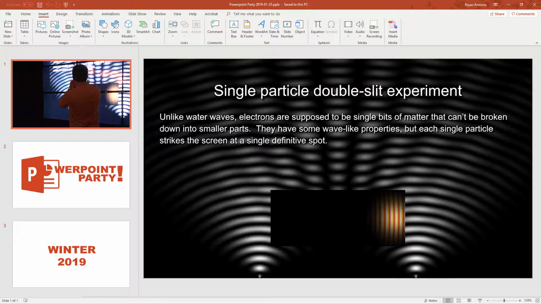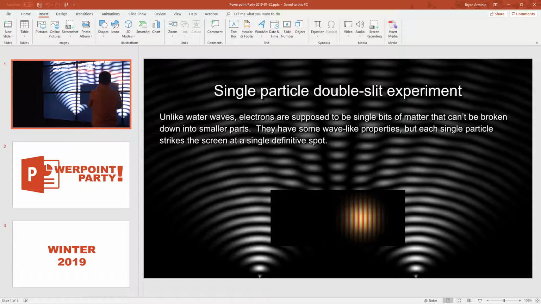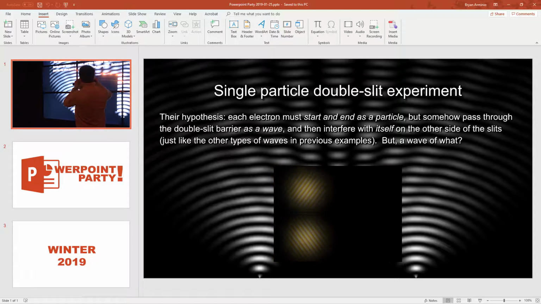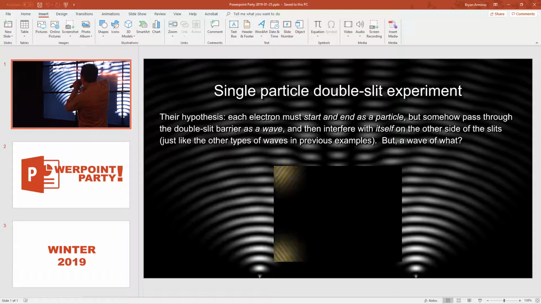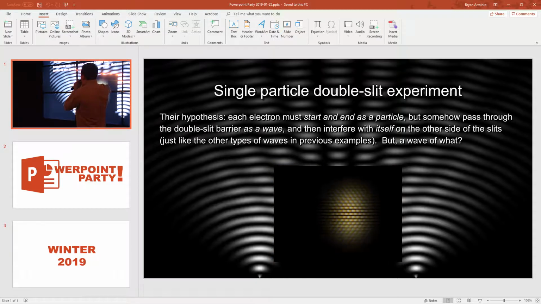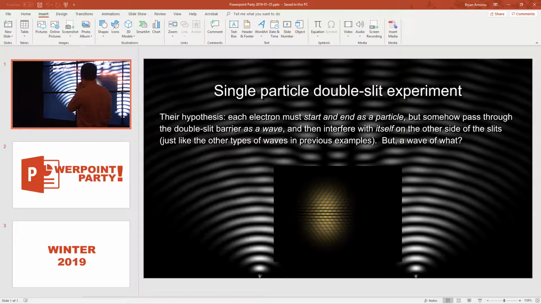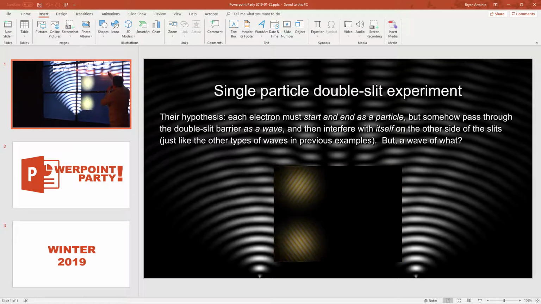Unlike water waves, electrons are supposed to be single bits of matter that can't be broken down into smaller parts. They have some wave-like properties, but each electron strikes the screen at a single definitive spot. So they came up with a hypothesis to explain this, that each electron must start and end as a particle, but while it's going through the double slits, for some reason, act as a wave and interfere with itself. It's a very confusing and convoluted explanation, but when it comes down to it, when they say turn into a wave, of what?